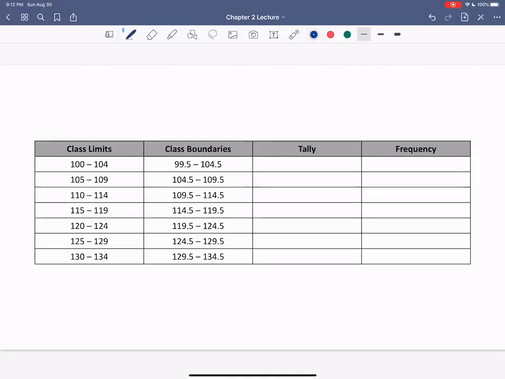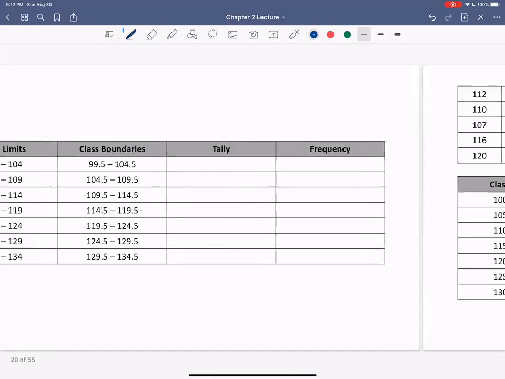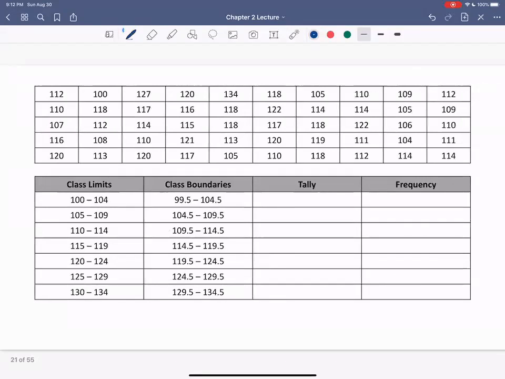So once we have the class boundaries, then we start looking at our data and say, okay, well now I need a tally. What I mean by tally is just to count the values that lie inside those boundaries. So here we go. Here's our data again. We're gonna start saying, what numbers lie between 99.5 to 104.5? Since they're all whole numbers, the numbers that we're looking for are 100, 101, 102, 103, 104. Those are the numbers we're looking for in all this data.